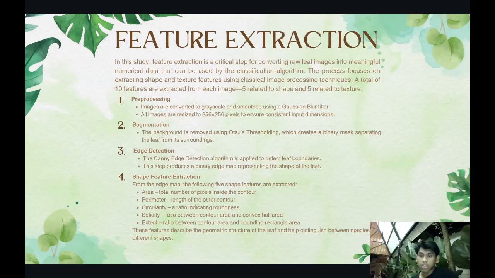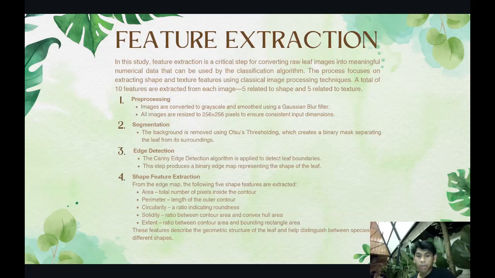Number three, edge detection. The Canny edge detection algorithm is applied to detect leaf boundaries. This step produces a binary edge map representing the shape of the leaf. And number four, shape feature extraction. From the edge map, the following five shape features are extracted: area, perimeter, circularity, solidity, and extent.